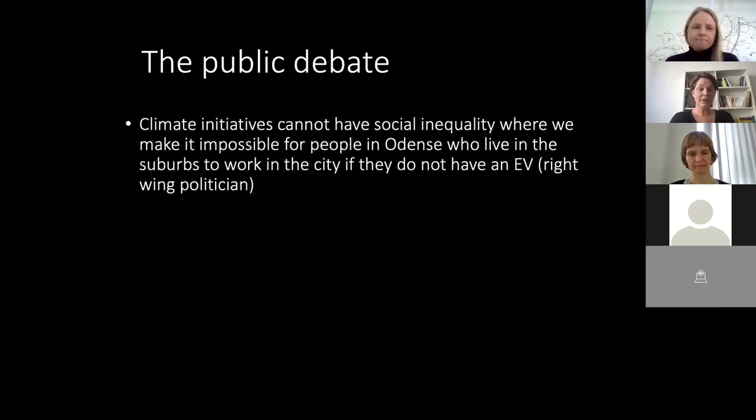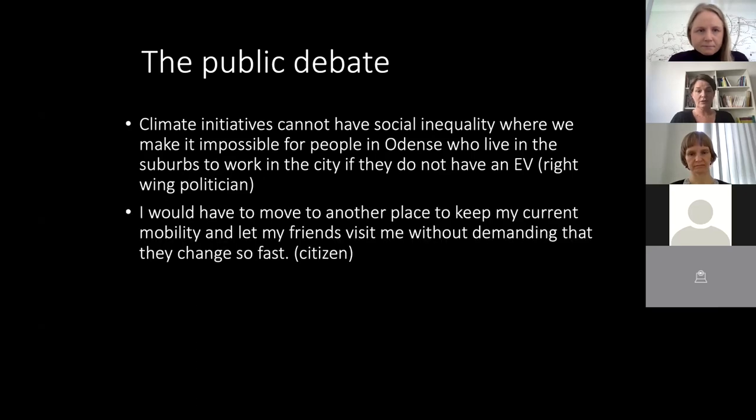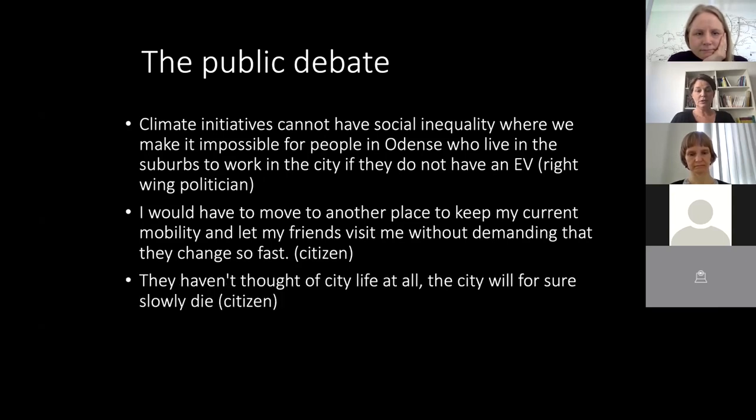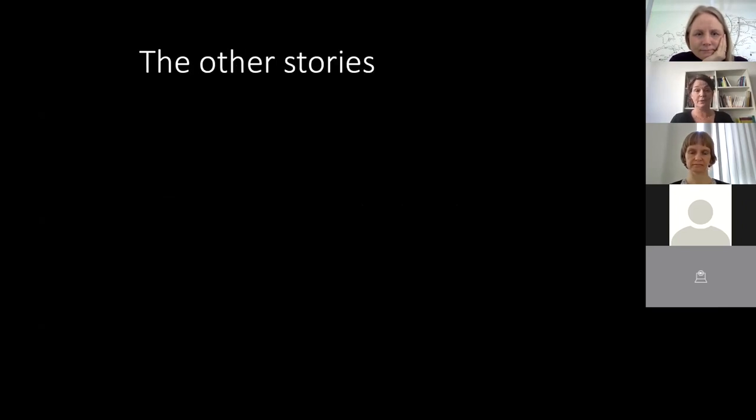And in the public debate, there were these different kinds of things coming out. "Climate initiatives cannot have social inequality, where we make it impossible for people in Odense who live in the suburbs to work in the city if they don't have an EV." "I would have to move to another place to keep my current mobility and let my friends visit me without demanding that they change so fast." "Or they haven't thought of city life at all. The city will for sure slowly die." So all these negative responses were basically to the zero emission zones, but there were a lot of positive responses to redoing the urban space without cars allowed.